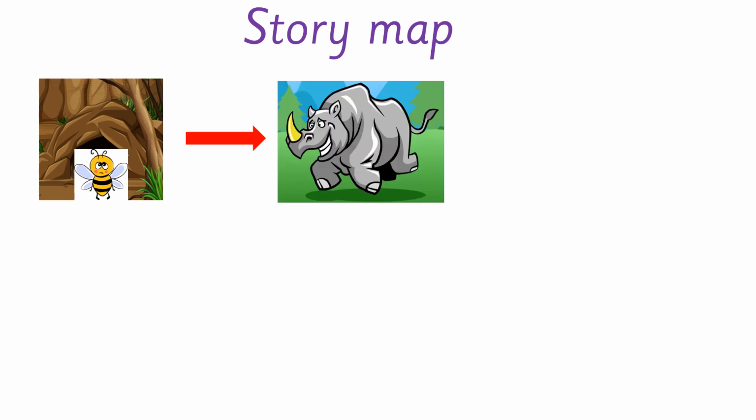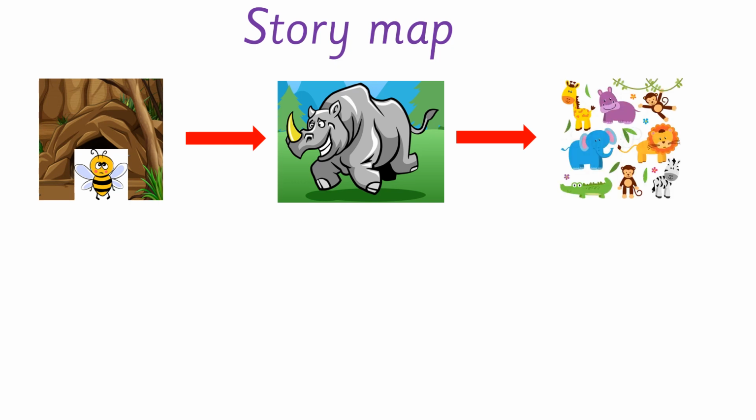So the next thing that happens in my story is that my big character, the rhino, is very impressive. He is big, he is strong, and he stomps a lot. He's very different from the character of the bee. So the first 2 parts of my story map are me talking about my small character and my big character. And then I've got another nice big red arrow to show that we're moving to the next part of the story.